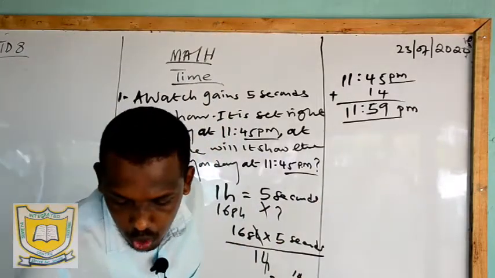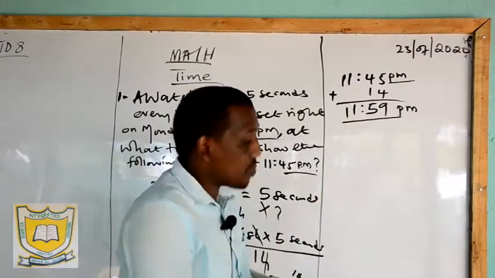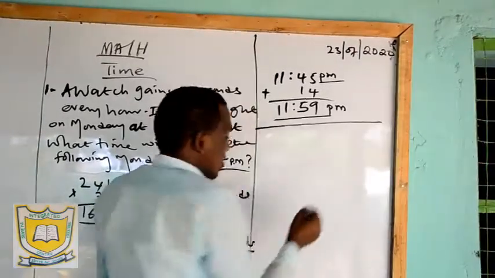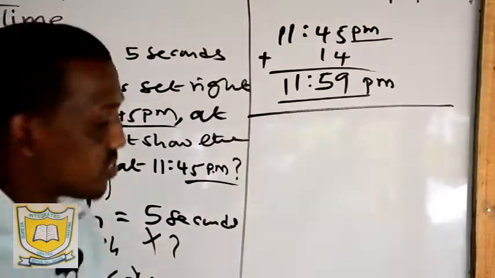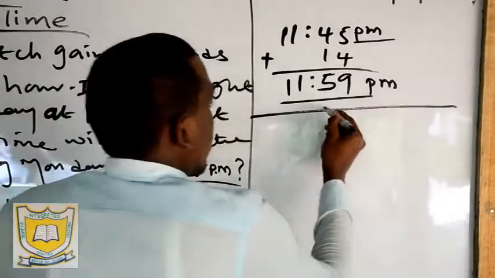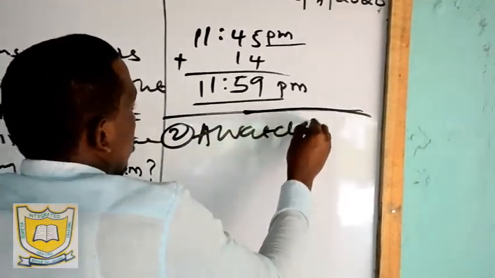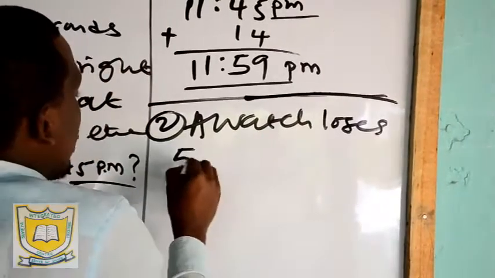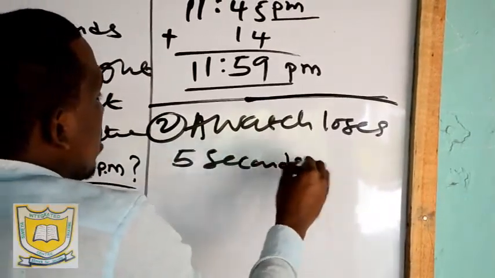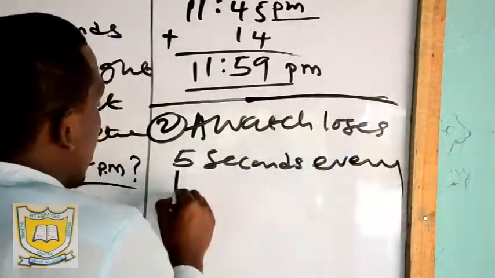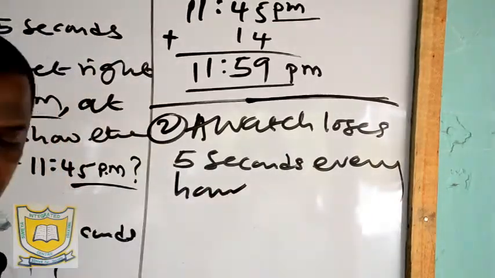Question 2. Here you are told a watch loses 5 seconds every hour. A watch loses 5 seconds every hour.